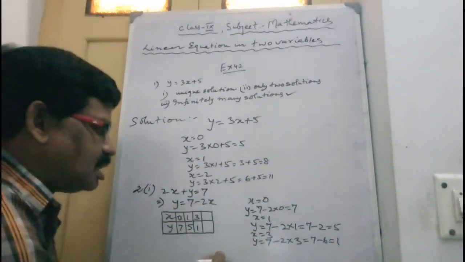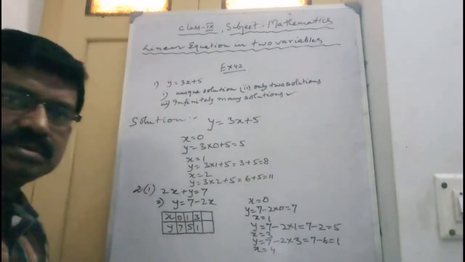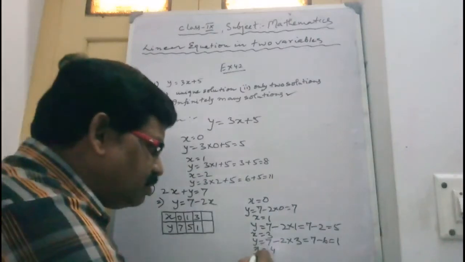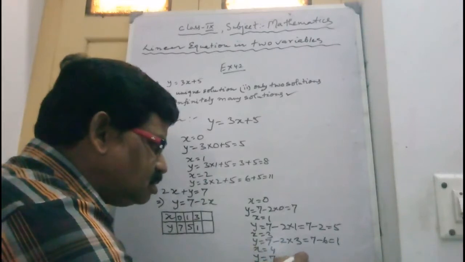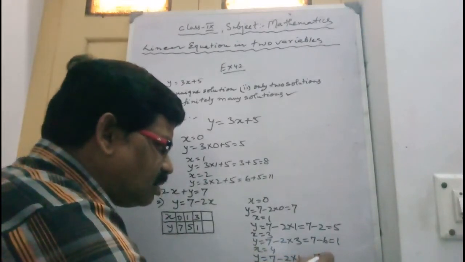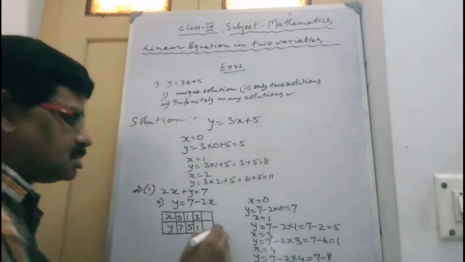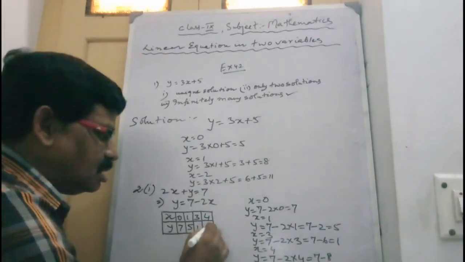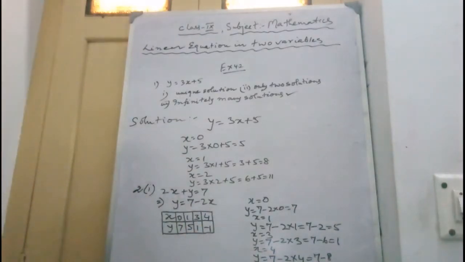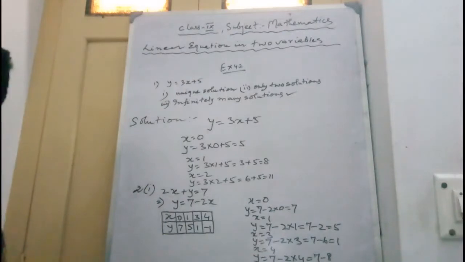One more is required. Now take x equal to 4. Then what will be the value of y? 7 minus 2 into 4, 7 minus 8 equal to minus 1. So when x equal to 4, y is minus 1. So you got the values of 4 solutions for this equation.